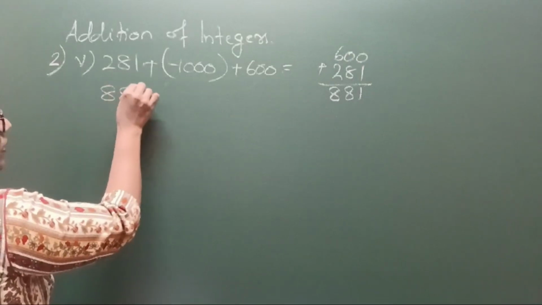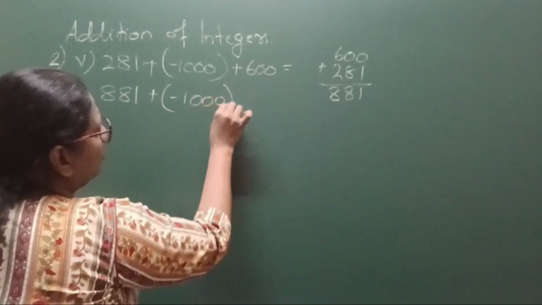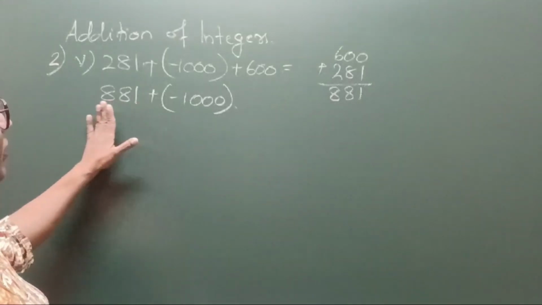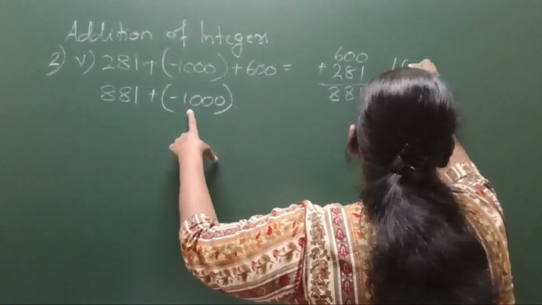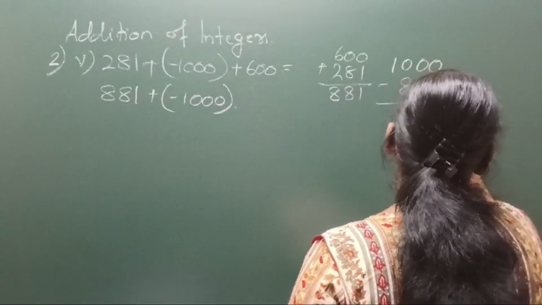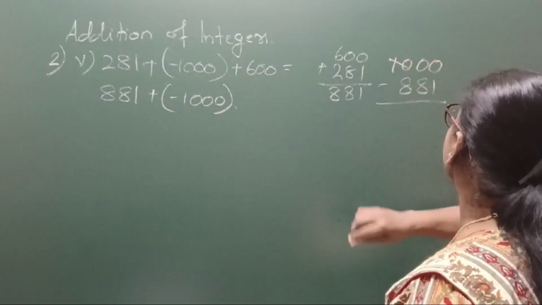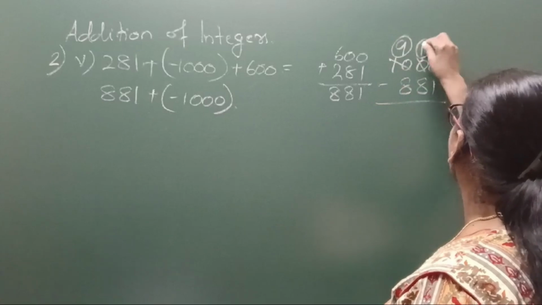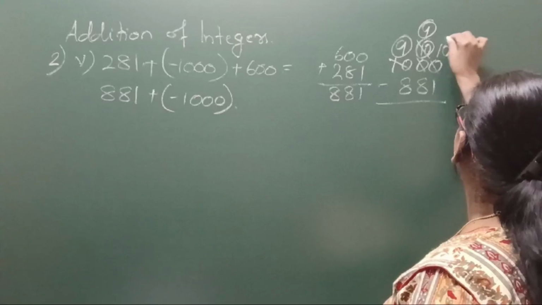So 881 plus minus 1000. Now again two different integers. So what we have to do? Find the difference of these two numbers and give the greater number's sign. 1000 minus 881. From 0 we cannot subtract 1. So we have to borrow from this 10 and this will become 9. And this 0 will become 10. From here we will take 1 and this becomes 9 and this 0 will become 10.